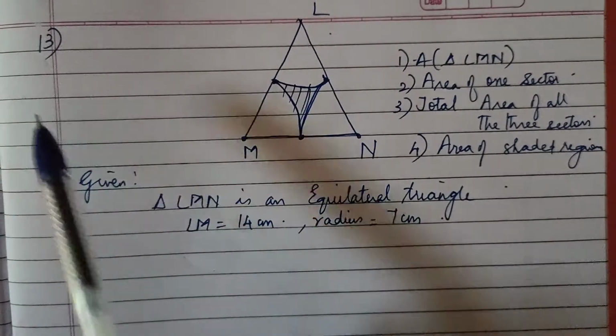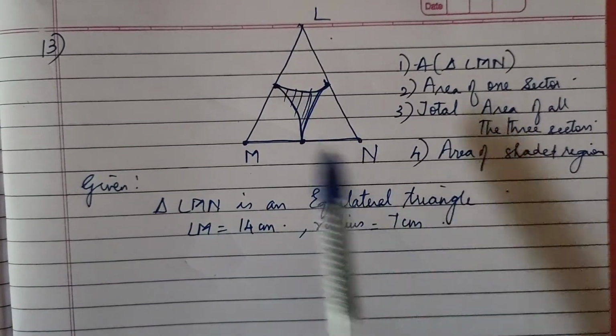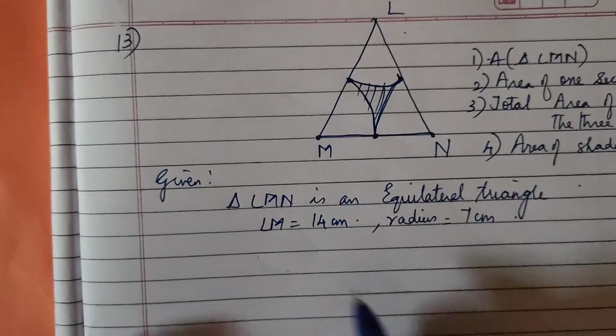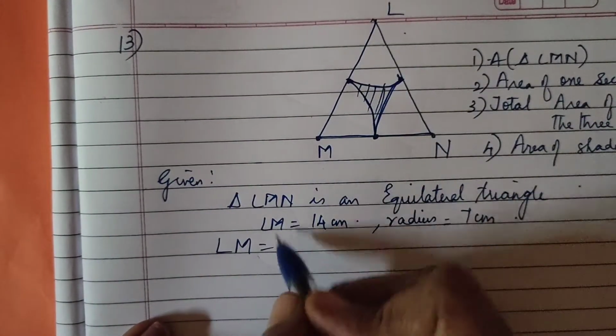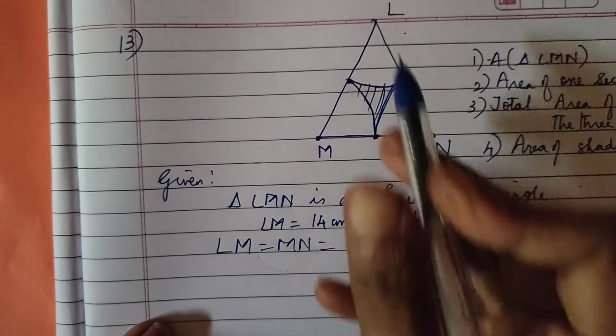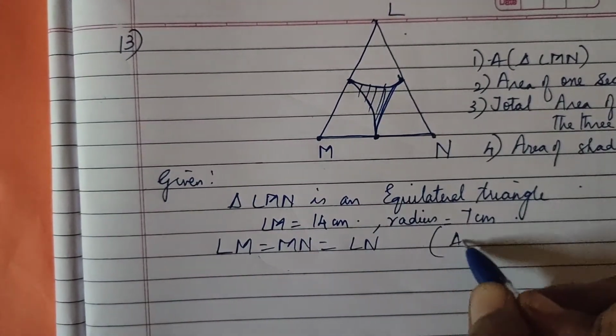Let's see the 13th sum here. The figure is drawn like this and they said triangle LMN is an equilateral triangle. What does this mean, equilateral triangle? Firstly, we will write it. If it is an equilateral triangle, that means LM is equal to MN is equal to LN. We can say all sides are equal here, equilateral triangle.